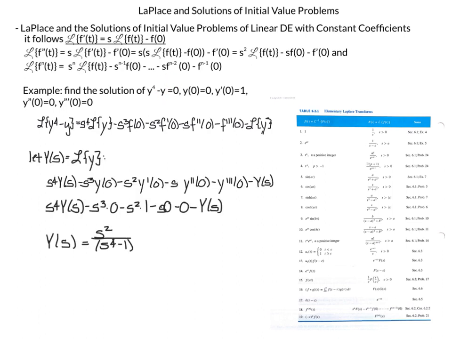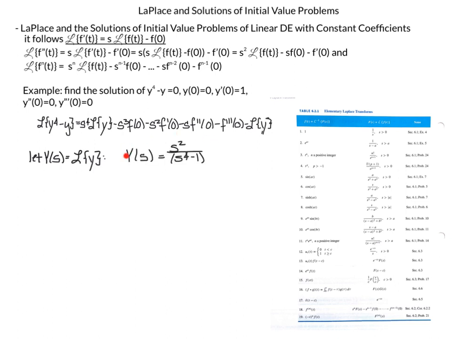We are going to let Y of s equal L of y, so we have s to the fourth Y of s minus s cubed y of 0 minus s squared y prime of 0 minus s y double prime of 0 minus y triple prime of 0 minus Y of s, and then we're going to plug in our initial conditions. Here we have y of 0 is equal to 0. We have s squared y prime of 0, which is equal to 1, so we have s squared times 1. And our y double prime at 0 is equal to 0, so that's 0. And our y triple prime at 0 is 0. And then we have our minus Y of s. So when we solve for Y of s, we get s squared over s to the fourth minus 1.